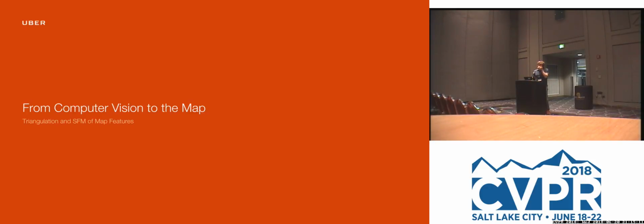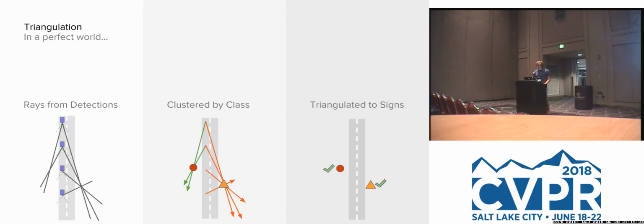So now I'm going to spend some time talking about what I think of as lesser known challenges in the area of building maps from computer vision, and this particular section is going to focus on some things we do in the area of triangulation. You probably remember this high-level overview I gave you earlier of how we go from something detected through computer vision in an image and how you turn that into a map object. So the perfect world looks like this. It's beautiful. Everything works great.